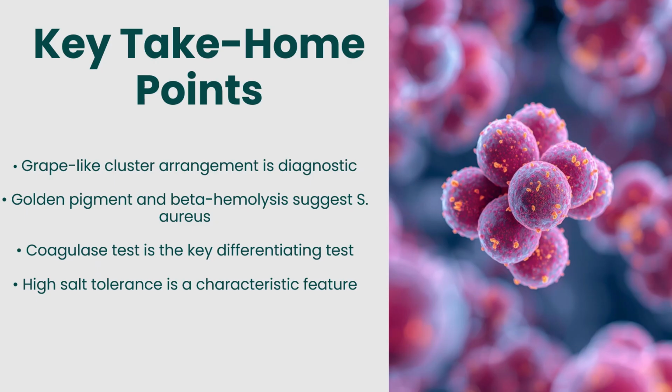So let's come to the key take-home points. We know now that these organisms, the Staphylococcus, are arranged in grape-like clusters. Staphylococcus aureus produces golden pigment on media and also causes beta hemolysis when we grow it on a blood agar plate. Coagulase test is the most important key differentiating test, positive in Staph aureus and negative in most of the other Staphylococcus species, which we call CONS. High salt tolerance is again a characteristic feature, and this feature is used to make selective media to grow the organism selectively.